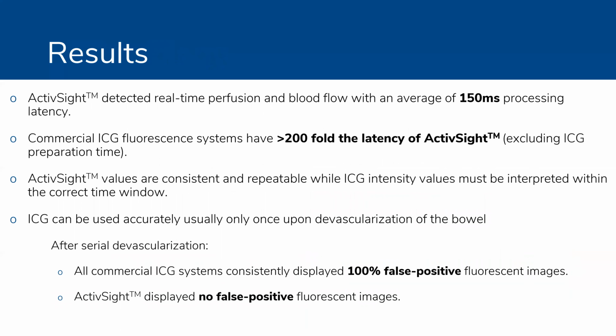ActivSight detected real-time perfusion and vascular blood flow with an average of 150 milliseconds of latency, as opposed to the 30 seconds of latency typical of commercial ICG fluorescence systems, excluding dye preparation and injection time. ActivSight flow values are consistent and repeatable, while ICG intensity values are subjective and must be evaluated within a limited time window. Furthermore, ICG can typically be used accurately only once per procedure. After serial devascularization of the bowel, all commercial ICG systems consistently display false positive fluorescent images due to dye retention, whereas ActivSight displays no such false positives.